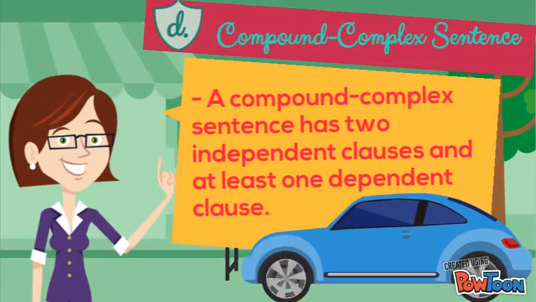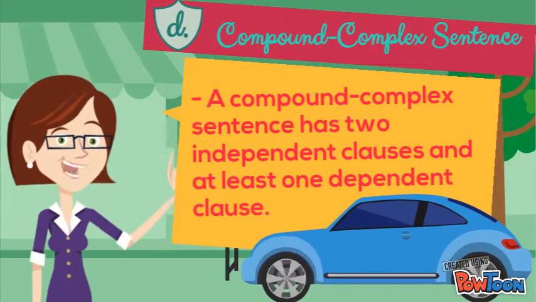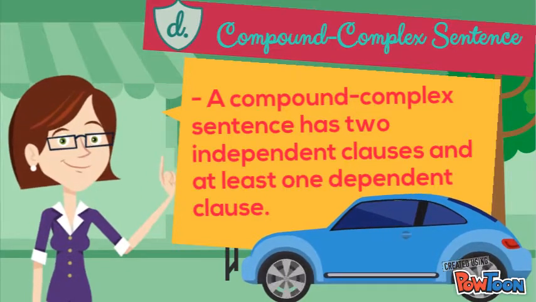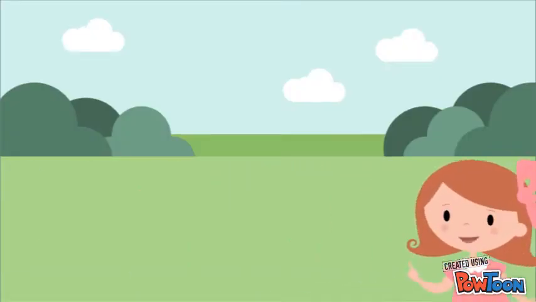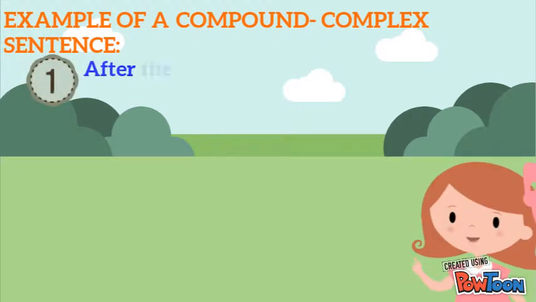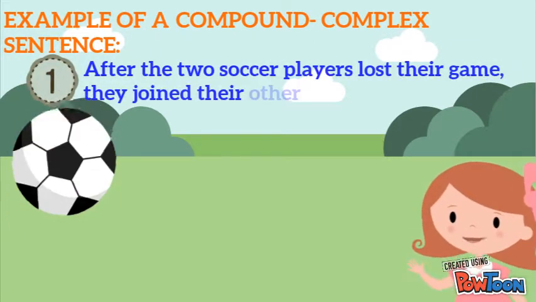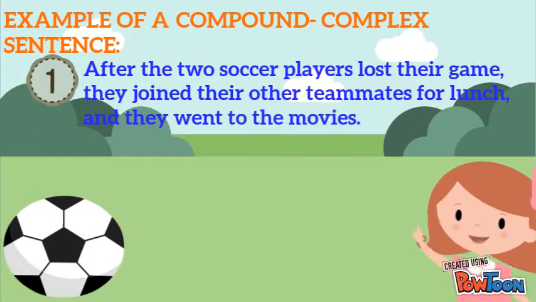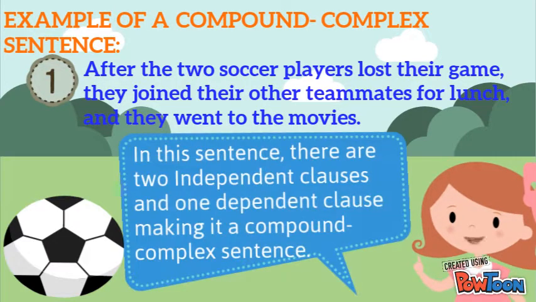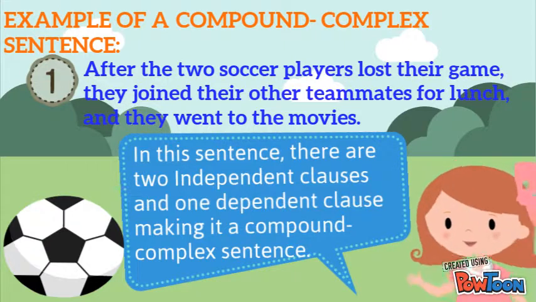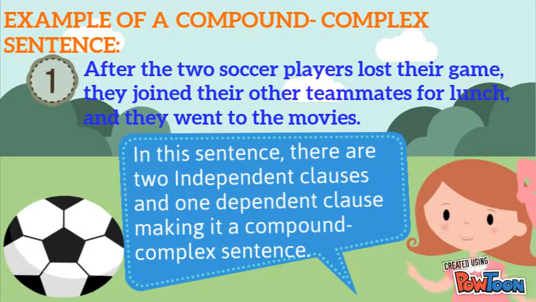Compound complex sentence. A compound complex sentence has 2 independent clauses and at least 1 dependent clause. Example number 1. After the 2 soccer players lost their game, they joined their other teammates for lunch and they went to the movies. In this sentence, there are 2 independent clauses and 1 dependent clause, making it a compound complex sentence.